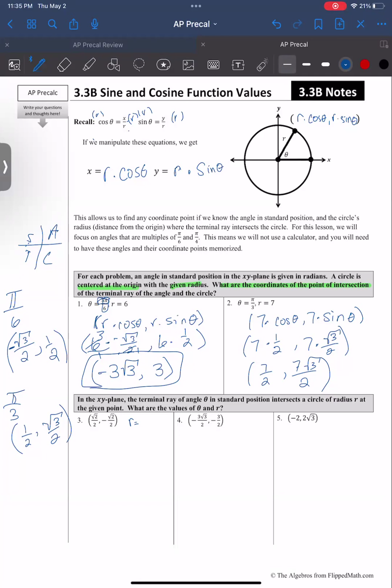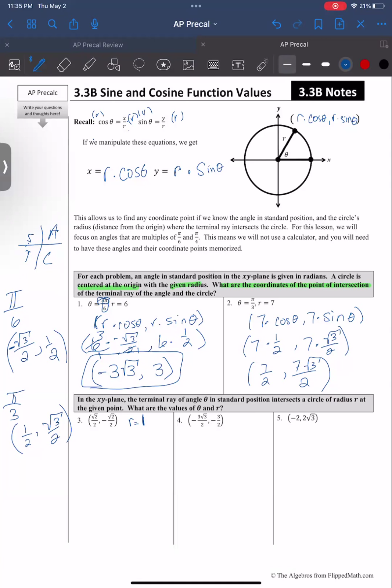So that means that my radius has to be 1. Okay. And remember that a radius, I got this question a couple times during this lesson. Radius can never be negative. It's a measurement from the center of a circle to any point. So it's always going to be positive. It's distance, right? So my radius is 1.